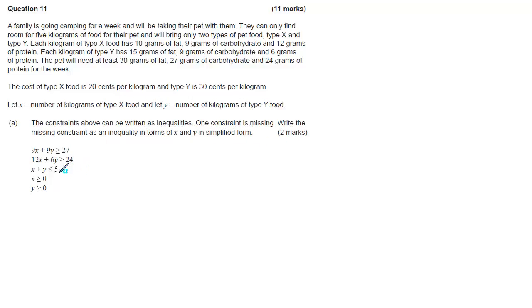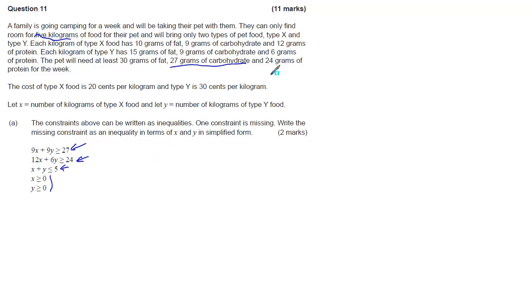So what we need to do is identify which ones we've got here. Well, we've got the non-negativity ones just here. The x plus y is less than or equal to 5. That's got to be to do with the fact that they can only take 5 kilograms. Now, 27 grams of carbohydrate. This looks like the carbohydrate one. Let's just check. 9 and 9. 9 and 9. Yep.